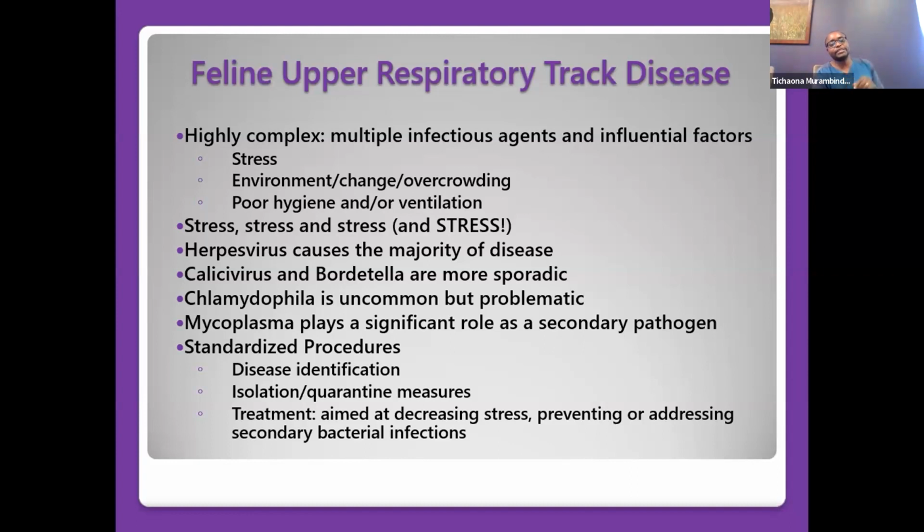What are the standardized procedures? You have to do the disease identification, knowing which of those diseases are highly likely from the symptoms that we talked about. The next thing is to quarantine or isolate that animal. The second thing is to do the treatment, which is aimed at decreasing the stress and preventing or addressing secondary bacterial infection.